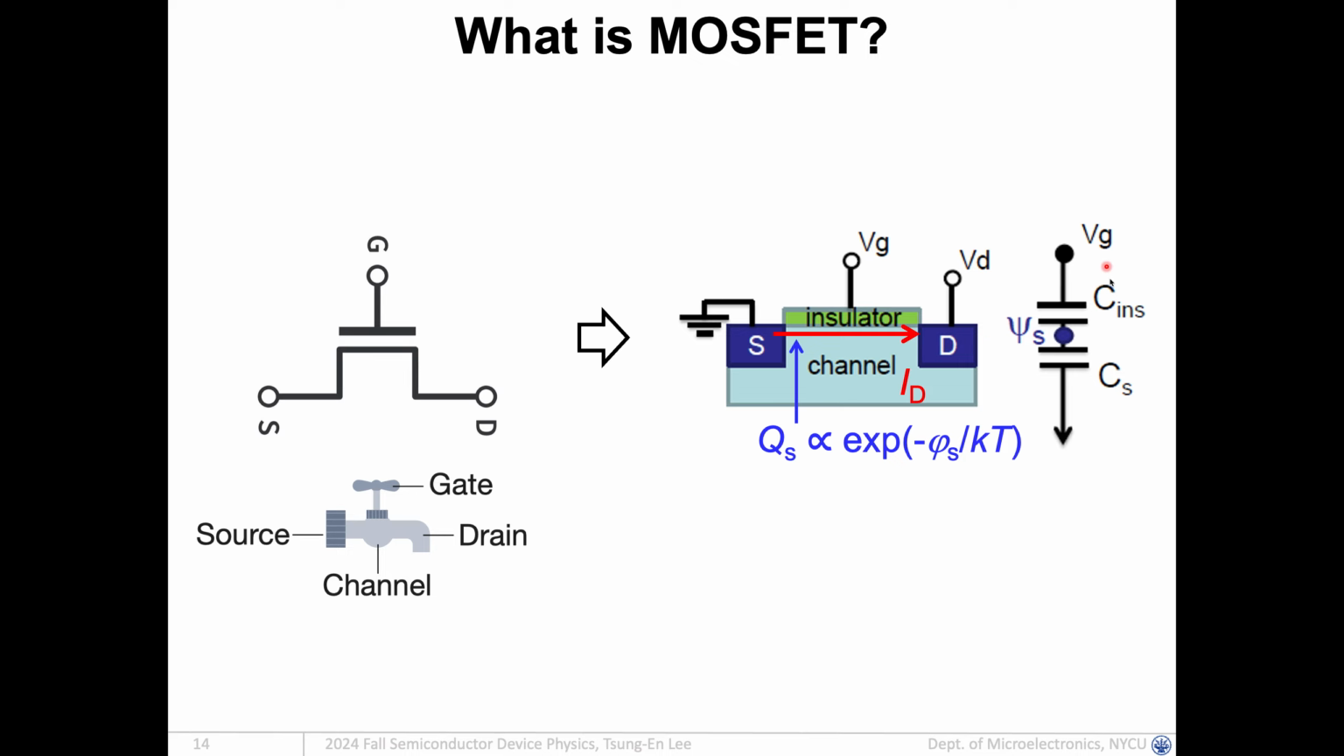And that is the equivalent circuit of the MOSFET, which consists of the capacitor in the insulator and the capacitor in the channel. The surface potential of this channel can be explained by this formula. You may not fully understand this graph now, but I believe you will after you finish the whole course.